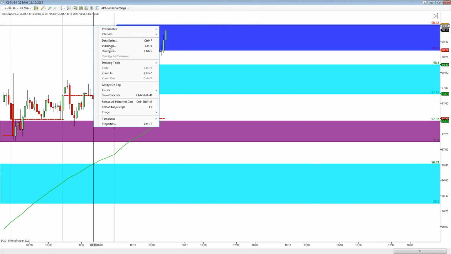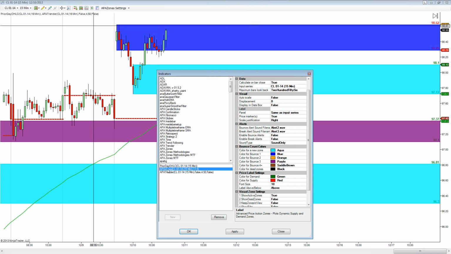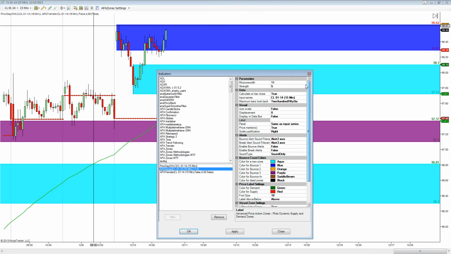The other thing that we've changed is in the APA Zones settings here, we've added a minimum zone width. So if a zone is not a certain number of ticks big, it will not plot the zone. I think the standard or programmed default is 2, which means no zones below 2 ticks in height will be plotted.